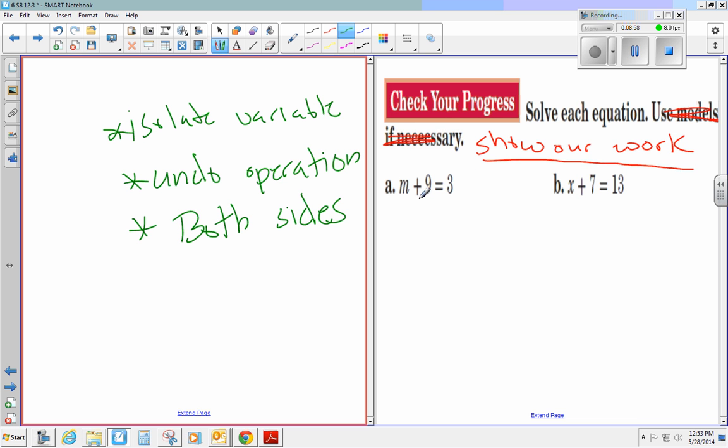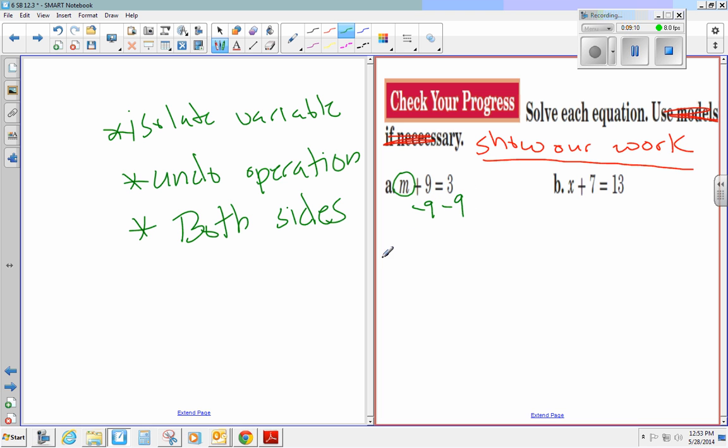M plus 9. Well, isolate the variable, undo operations. So what undoes a plus? A minus. What undoes a plus 9? Well, a minus 9. And do it on both sides. M plus 9 minus 9 becomes M. 3 minus 9 becomes negative 6. You could use a number line. You could use a lot of different things. But 3 minus 9 is negative 6.